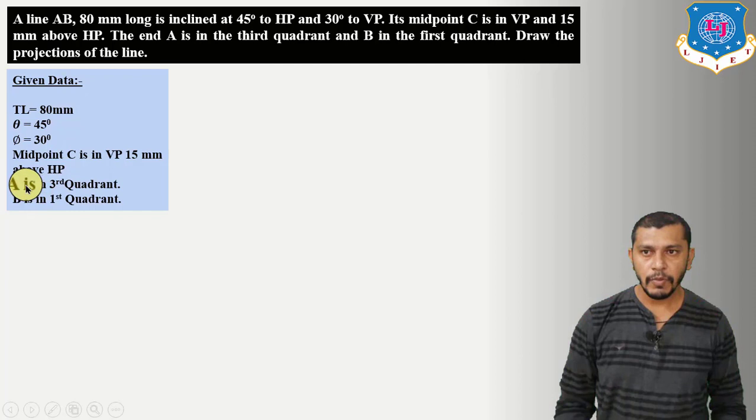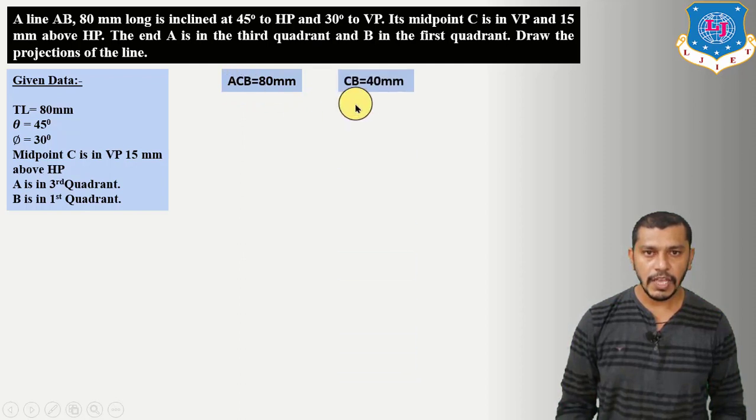So here we can say that point A is in the third quadrant. That means it is behind VP, below HP. And point B is in the first quadrant. That means it is above HP, in front of VP. The length of line AB is 80 mm and C is the midpoint of the line. So the length of line ACB is equal to 80 mm, and if we measure the distance from C to B, it will be equal to 40 mm.